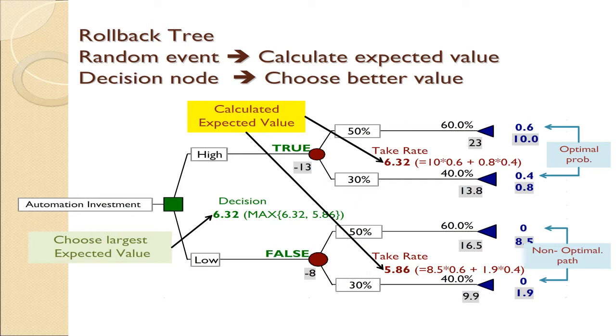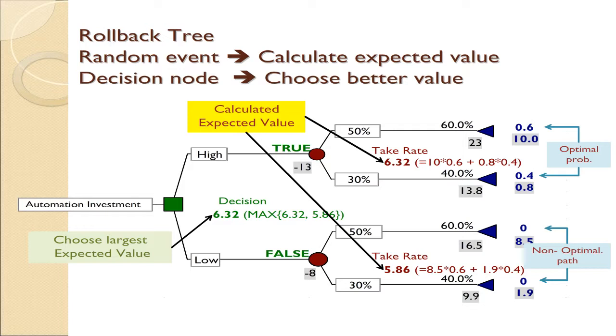As you input all your values, the tree is automatically calculating, updating its expected value. At the end, this is what the expected value would look like. For the high investment, the $6.32 million is determined by taking the 10 and multiplying by 0.6, plus the $0.8 million times the 0.4. And since it's the optimal path, it records in blue the probabilities of those two paths. In the non-optimal path, the expected value is calculated the same way. It's 8.5 million times 0.6, plus 1.9 million times 0.4. And the total net profit, the expected net profit, is 5.86 million.